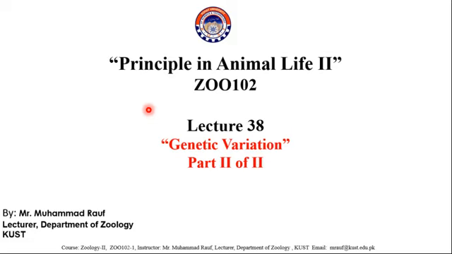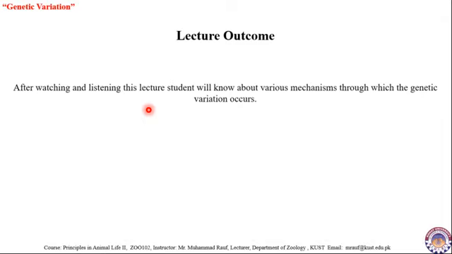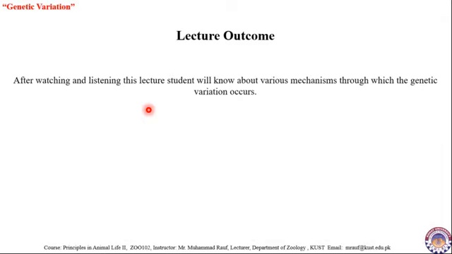This is lecture number 38. The topic is genetic variation. This is the second part of the lecture. The agenda for the topic is sources of genetic variation. Lecture outcome: after watching and listening to this lecture, students will know about various mechanisms through which genetic variation occurs.